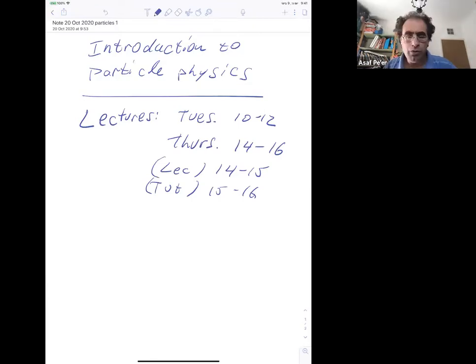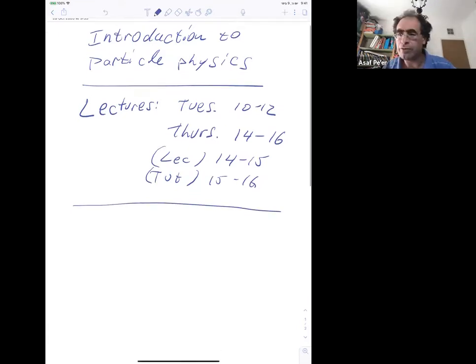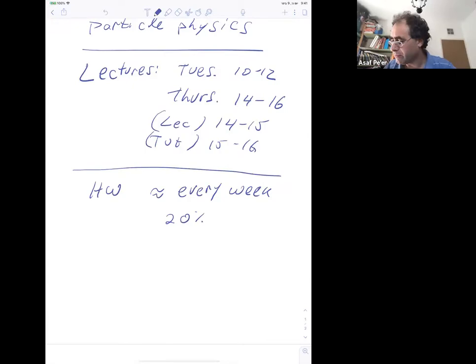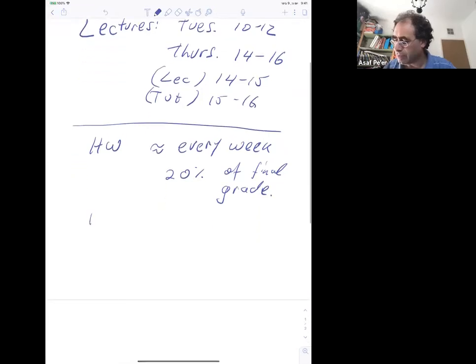Now, homework will be given nearly every week. That's the plan. Not necessarily every week, but based on how much progress we're making, the idea is to give homework roughly every week. You are supposed to submit the homework. It is going to account for 20% of the final grade, and the final exam would be 80%.